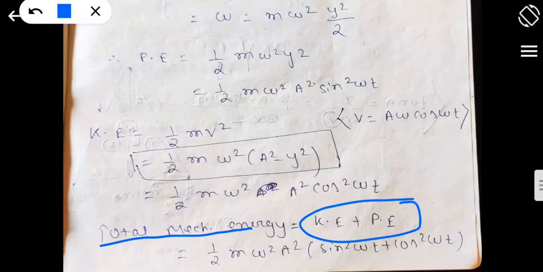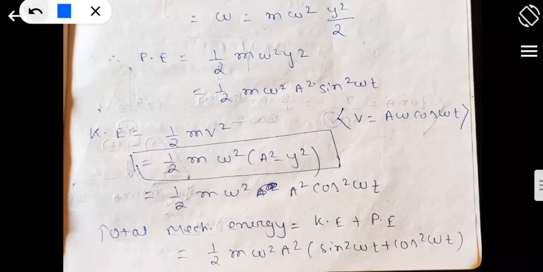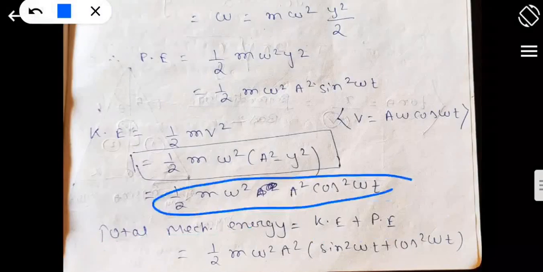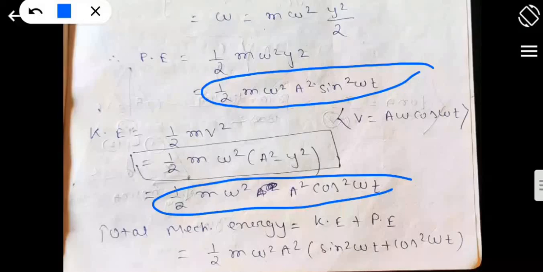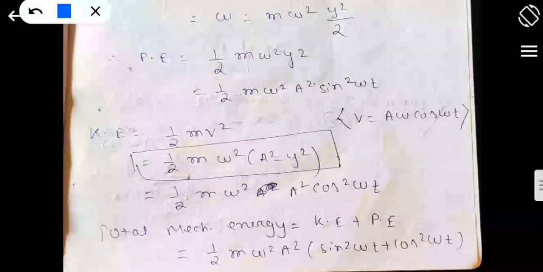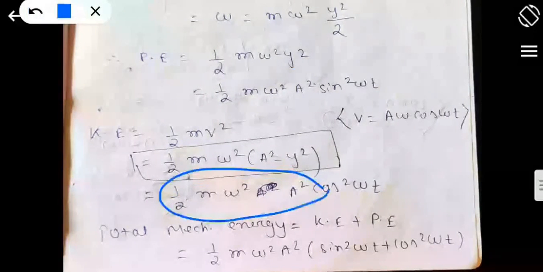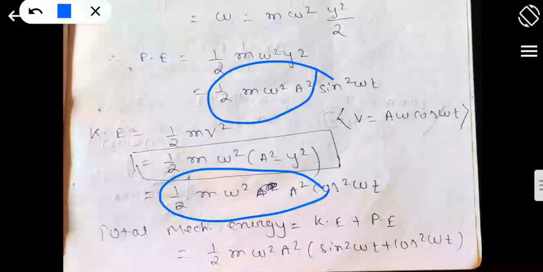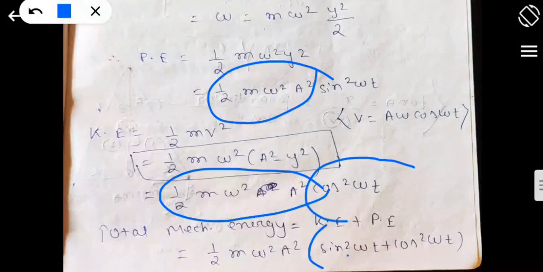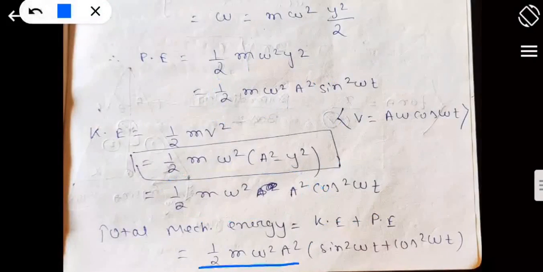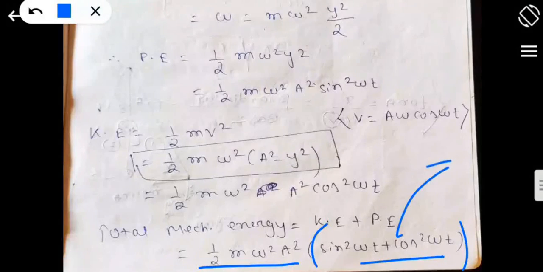What is the kinetic energy here? Half m omega square a square cos square omega t, right? And what is the potential energy involved here? Half m omega square a square sine square omega t. So what is common? Half m omega square a square is common, and in the bracket, sine square omega t plus cos square omega t. What is this known as? 1. The addition of sine square omega t and cos square omega t is 1.